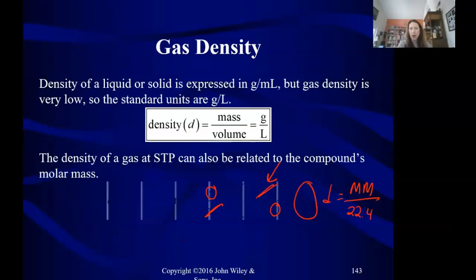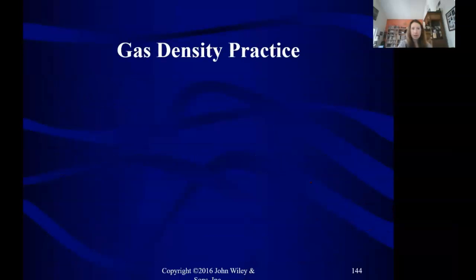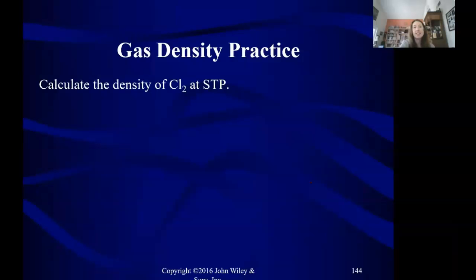So let me show you a couple of these at STP, just because it's kind of a nice little break for our brain to remember this one right here. If we want to know the density of chlorine, and it says at STP, we can use the shortcut. Remember, density at STP is going to be the molar mass over 22.4 liters. That's kind of like the short way of remembering. I'll show you the whole thing right now.